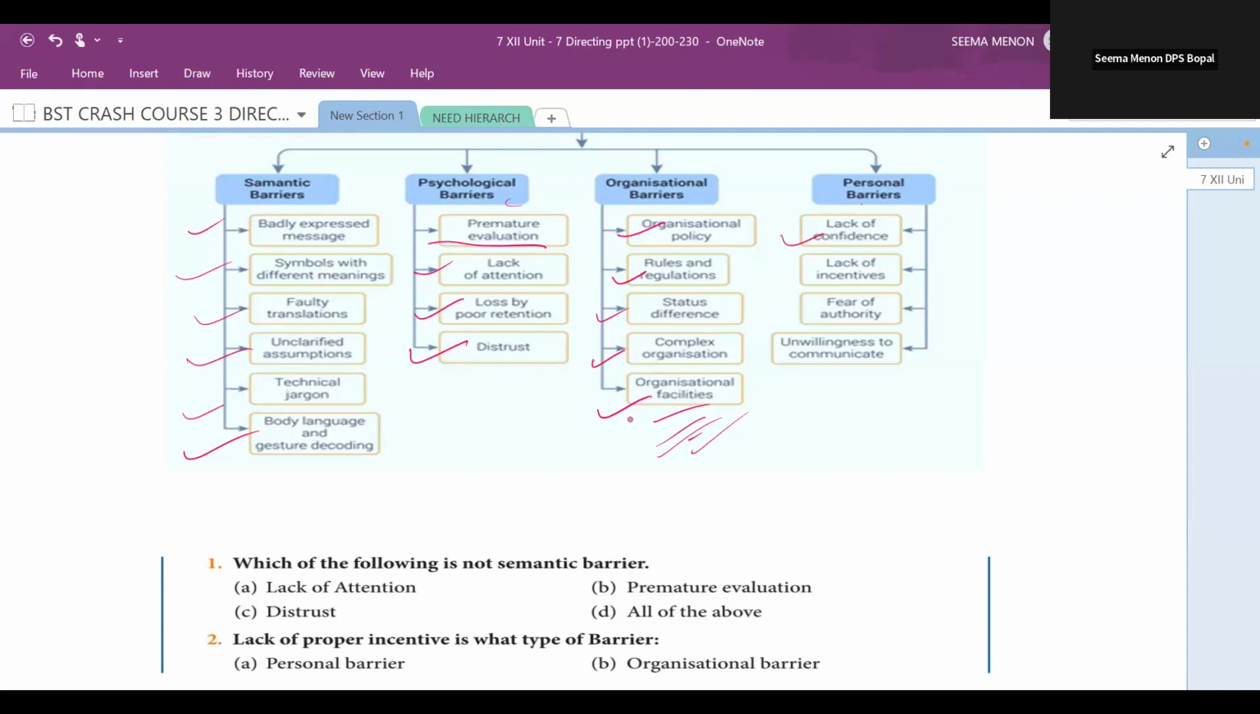Personal barriers may include lack of confidence between the subordinate and the superior. Superiors never appreciate; they always degrade the subordinates. So the subordinates are not confident, and they will not be able to communicate properly. Lack of incentives: they are not getting any appreciation. Whenever they give new ideas, there is a lack of incentives.